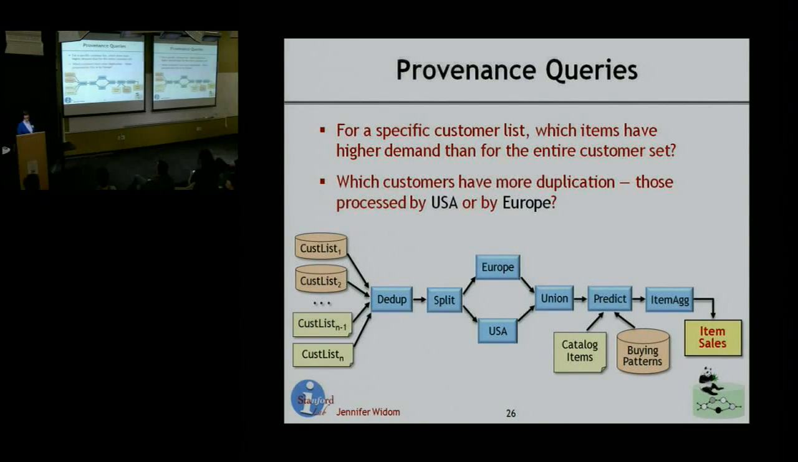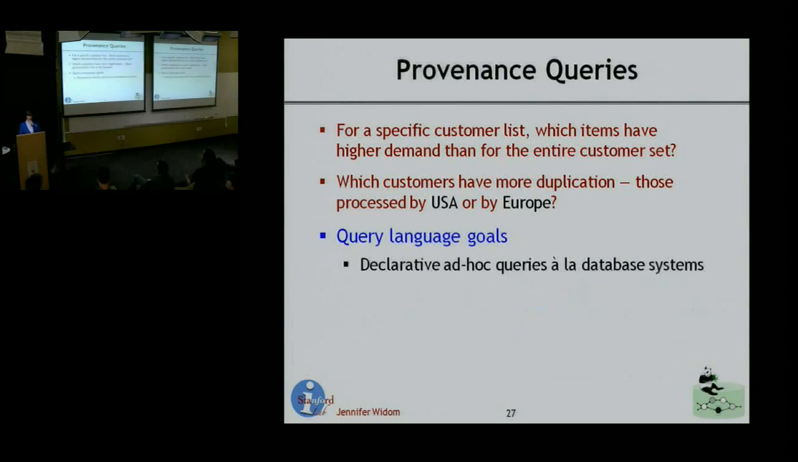Or which customers, this is slightly different. This talks about how things went through the workflow. Which customers have more duplication, the ones that went through USA or the ones that went through Europe, for example?